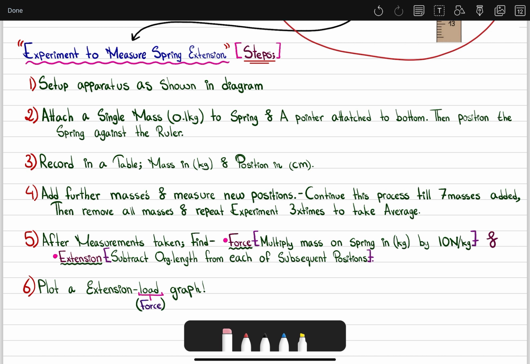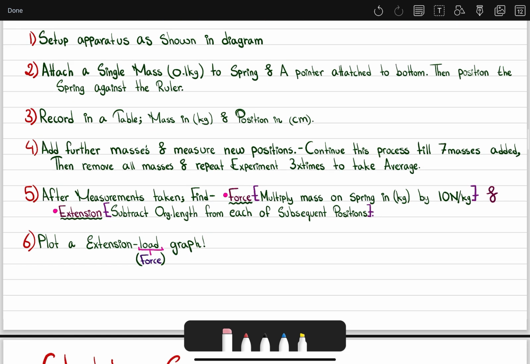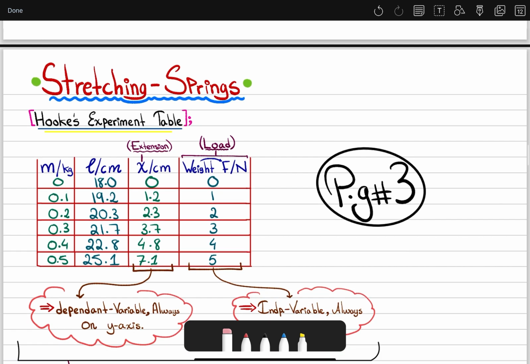Okay, repeat the experiment 3 times for validity. Take the average after the measurements. Find the force, which is the mass on the spring, and the extension. Then subtract the original length from each subsequent position. After that, you plot an extension-load graph. And that is what we need to focus on, okay?